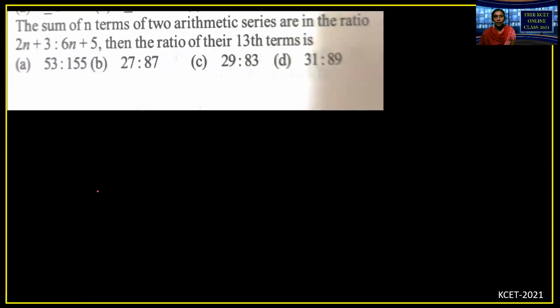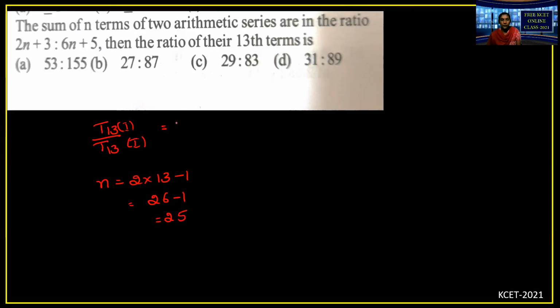Next question. The sum of n terms of two arithmetic progressions are in a ratio similar to the previous question. So Sn is given, and I want to calculate the ratio of the 13th terms. No need to write the value of Sn and all. The required ratio of terms is the ratio of their 13th terms. So now I want to calculate the value of n. n is nothing but twice the required term number minus 1. So 13 twos are 26, minus 1, that is 25.